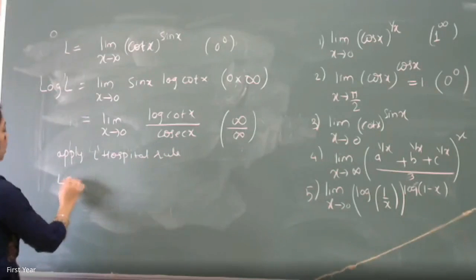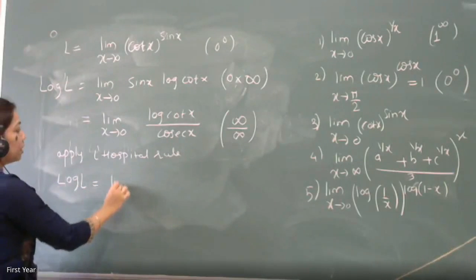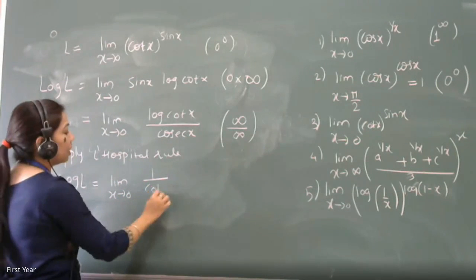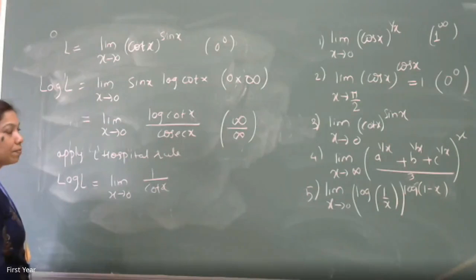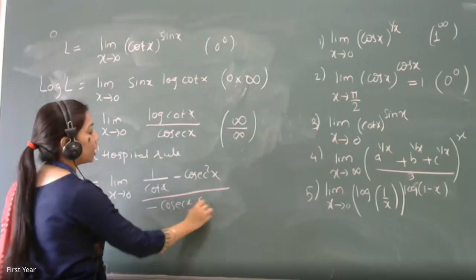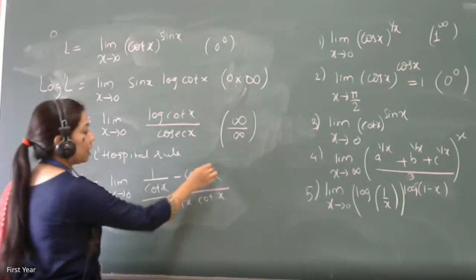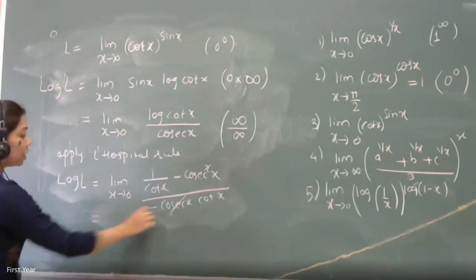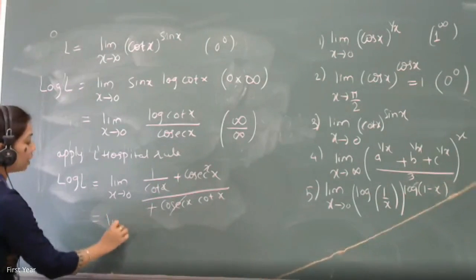So log L is nothing but limit as x tends to 0. Derivative of log is 1 upon cot x. And what's the derivative of cot x? Minus cosec square x. And derivative of cosec is minus cosec x into cot x. So 1 cosec x will get cancelled. This is not going to get cancelled. They are both in the denominator. So minus sign will get cancelled, and you get limit as x tends to 0.